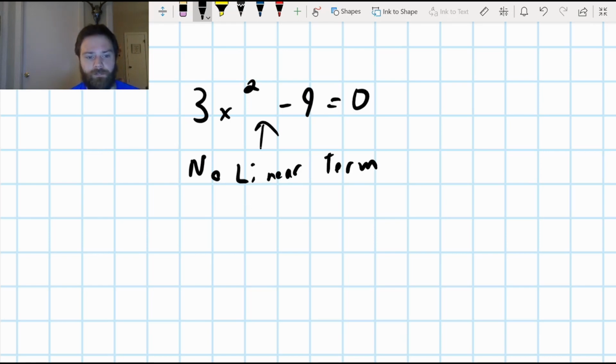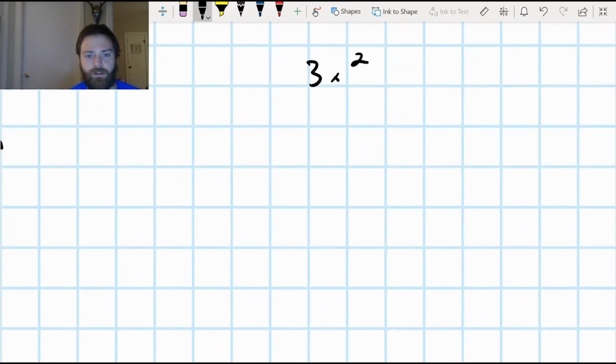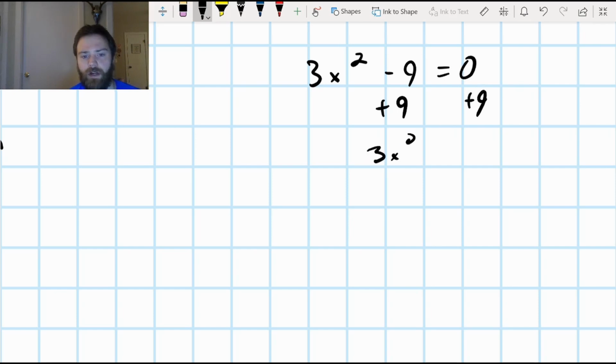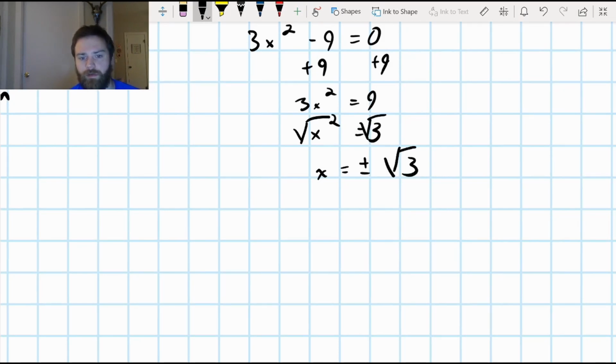So no linear term. I get 3x squared equals 9 if I add 9 to both sides. So let me write that up over here. It's better. So 3x squared minus 9 equals 0. Add 9, right? If I add 9, I get 3x squared equals 9. I get x squared equals 3. And then I get x equals plus or minus, right here I'm taking a square root, so if I take a square root of both sides, I get x is equal to plus or minus root 3, okay?